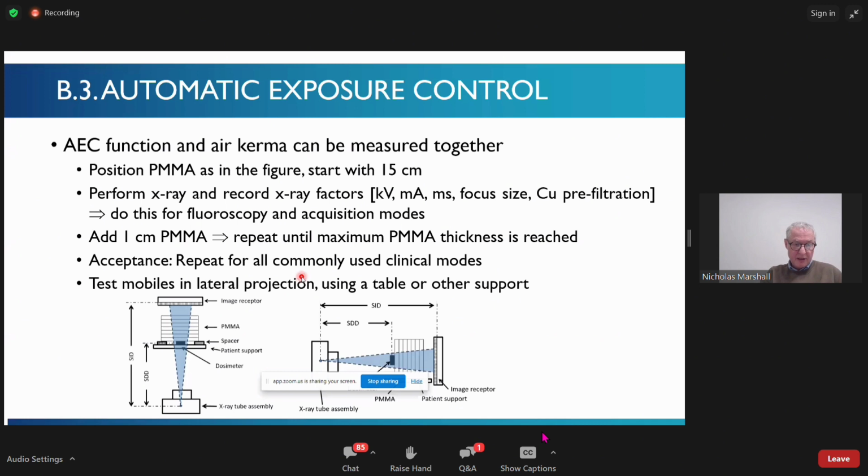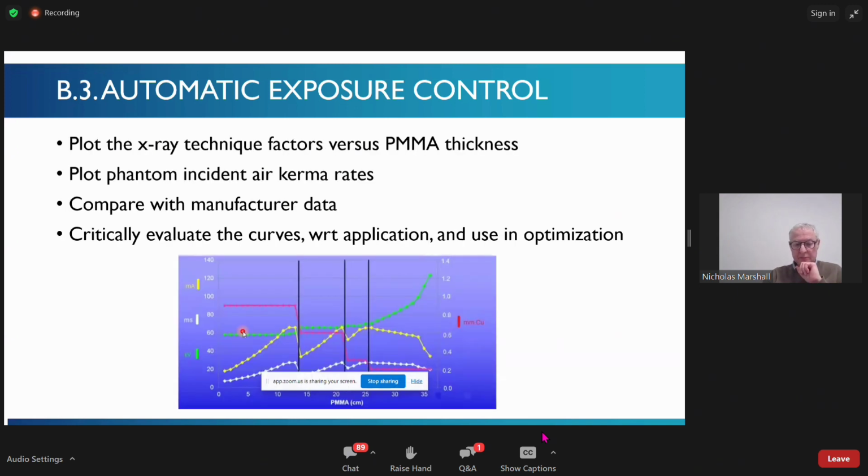You might want to test mobiles in the lateral projection because you can't put all the PMMA on the detector itself. You have to support it in some sense. You may not have an appropriate X-ray couch, so you may find a table and support it laterally for lateral mobiles. Once you've acquired your data, you need to plot the technique factors as a function of PMMA thickness and critically examine what's going on with the system. It tells you an awful lot of information about how the AEC is programmed.